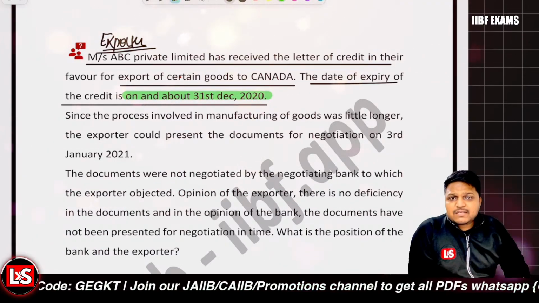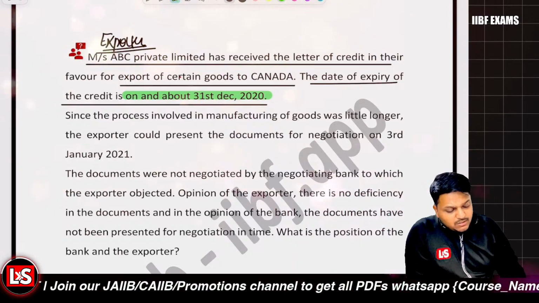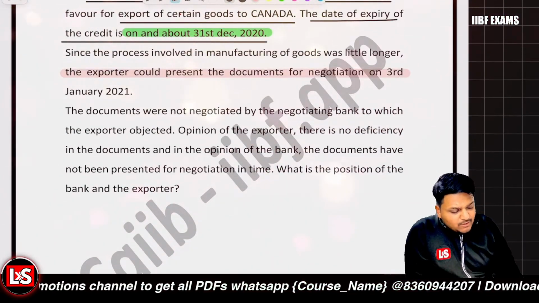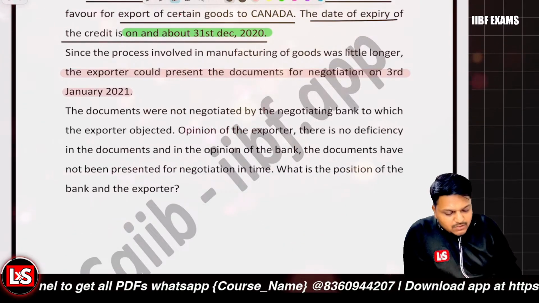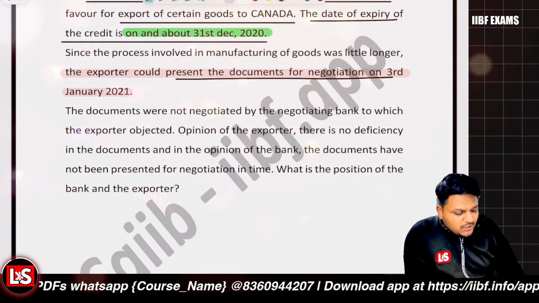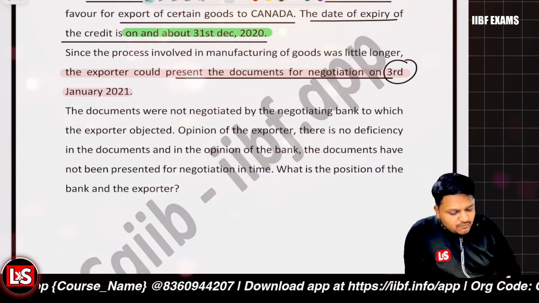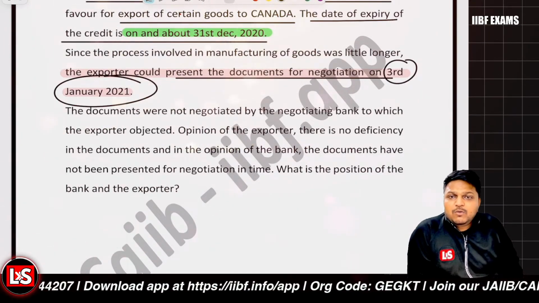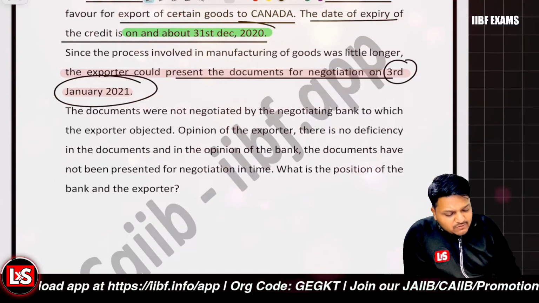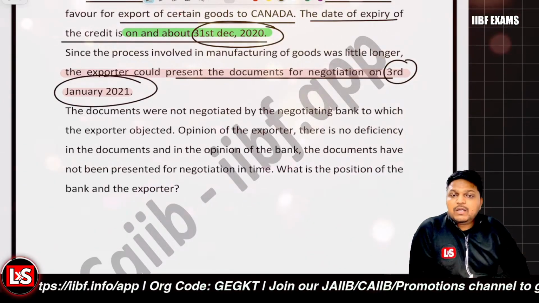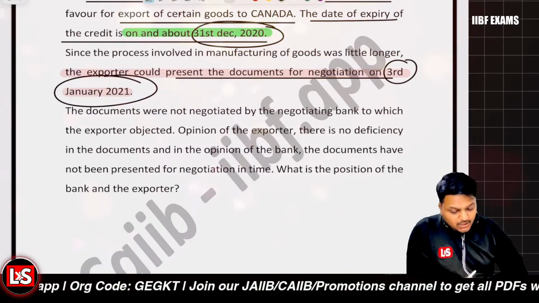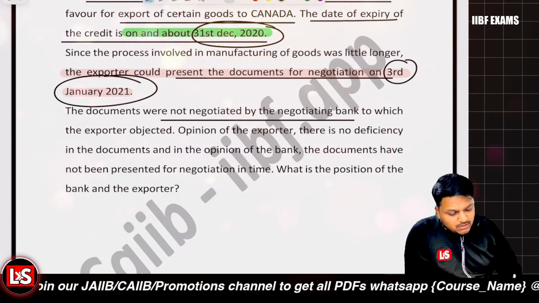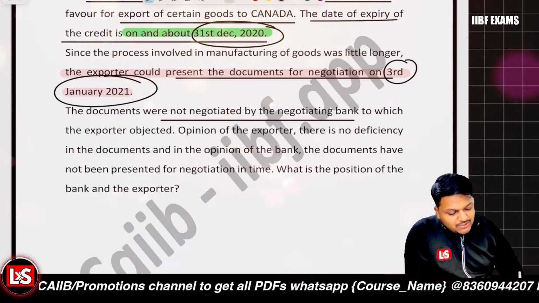And since the process involved in manufacturing of goods was a bit longer, the exporter could present the documents for negotiation only on 3rd of January 2021, after 31st December 2020, because the expiry was on or about 31st December 2020. So the documents were not negotiated; the negotiating bank refused, to which the exporter objected.